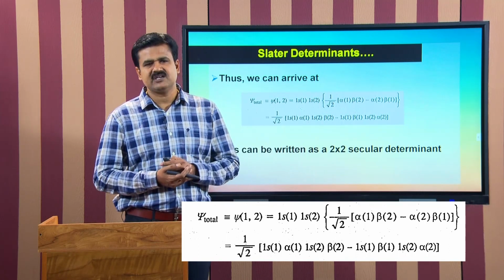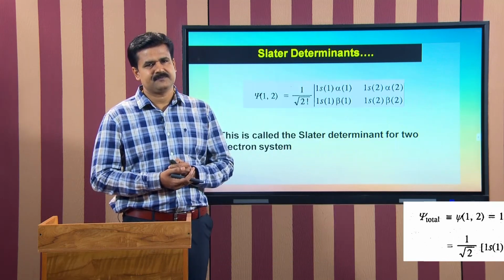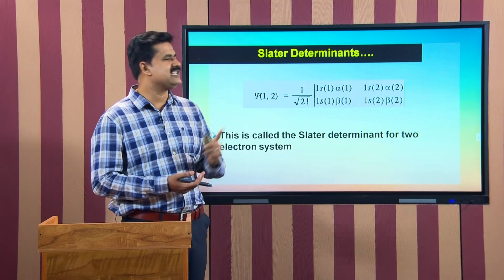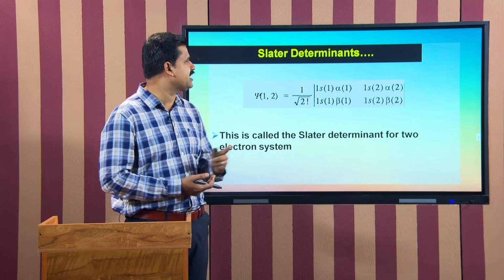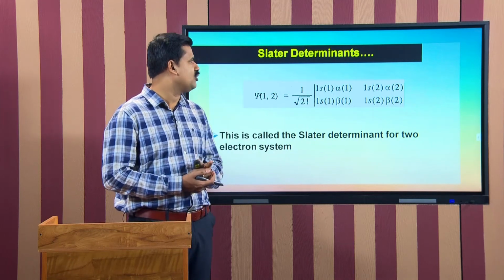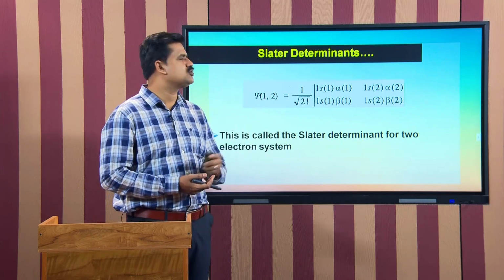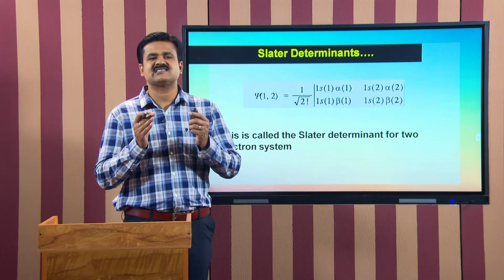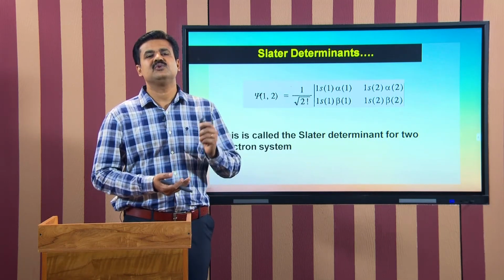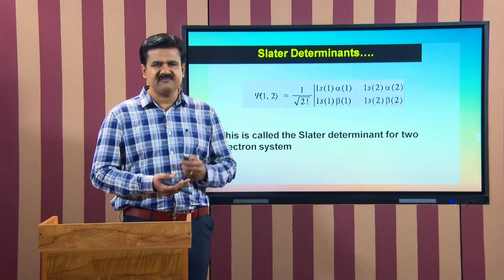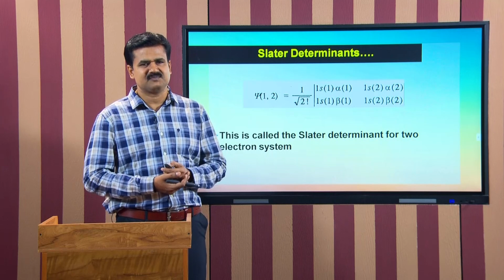This expression can be written as a 2 by 2 secular determinant, and that secular determinant is of the form psi 1 2 is equal to 1 by root 2 factorial multiplied by the determinant 1s1 alpha 1, 1s2 alpha 2, 1s1 beta 1, 1s2 beta 2, and this is called the Slater determinant for a 2 electron system. Similarly, we can construct the Slater determinant for many electron systems.